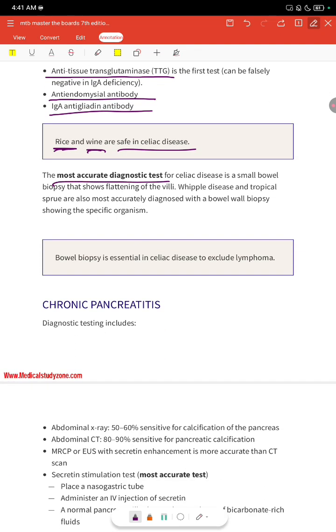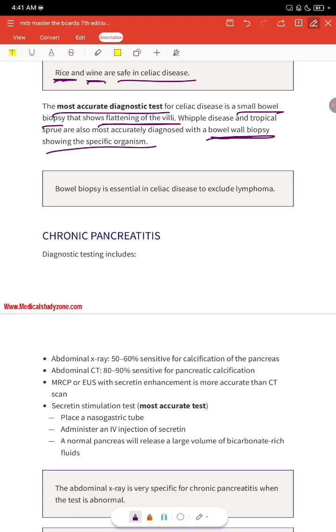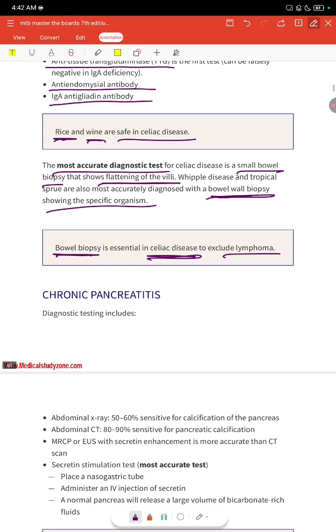The most accurate diagnostic test for celiac disease is small bowel biopsy. This is the most accurate diagnostic test that shows flattening of the villi. Whipple disease and tropical sprue are also most accurately diagnosed with a bowel wall biopsy, showing the specific organism. Bowel biopsy is essential in celiac disease to exclude lymphoma.